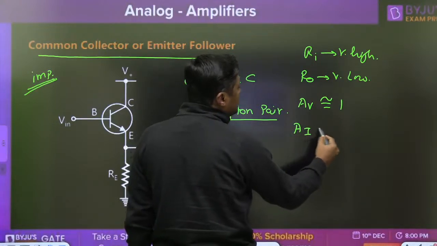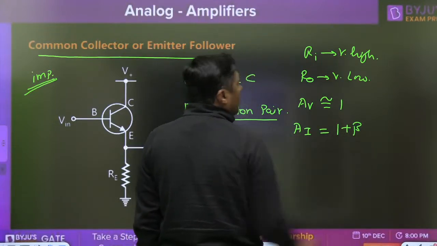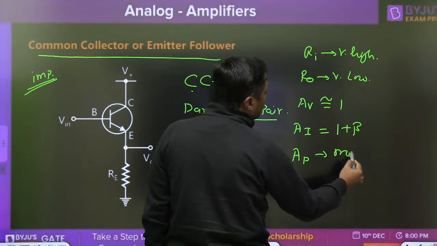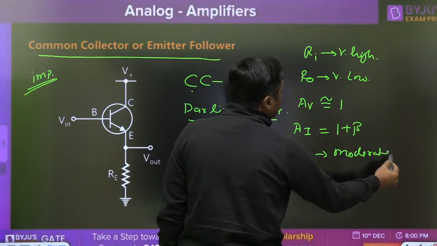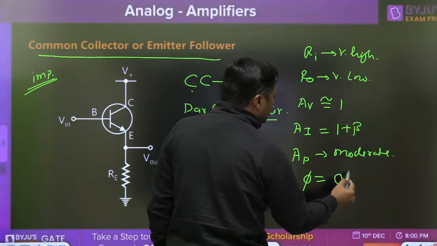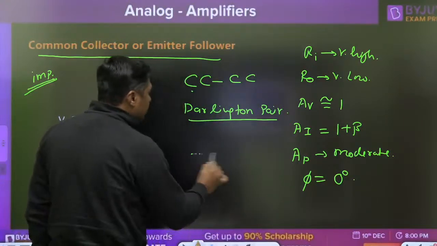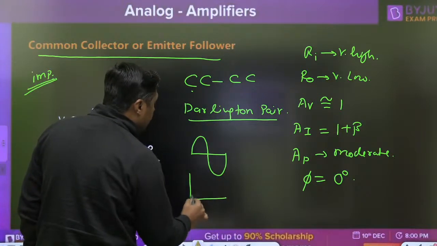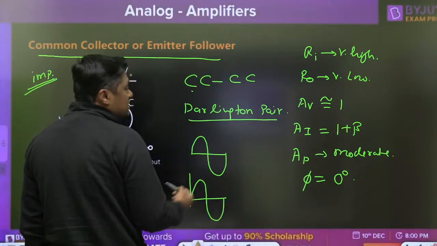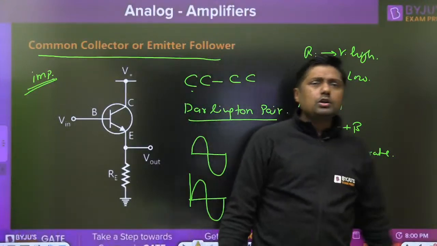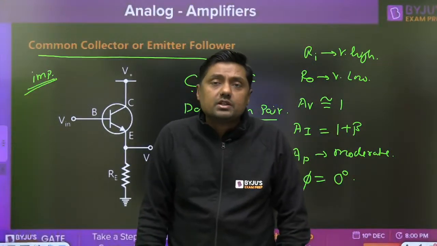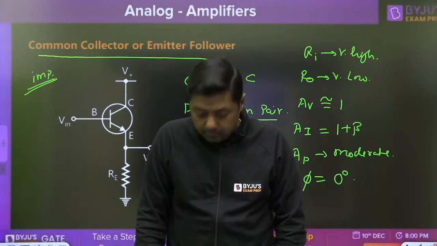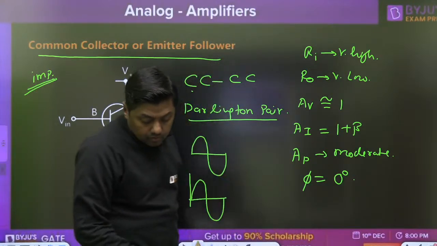Current gain is highest, that is 1 plus beta. Right. Power gain moderate. And the phase shift is 0 degree. There is no phase shift. For positive we get positive, and for negative we get negative. That is the case. So if the voltage gain is 1, what is the use of this? Because the current gain is very, very high, it acts as what? Buffer. It acts as buffer. Okay.